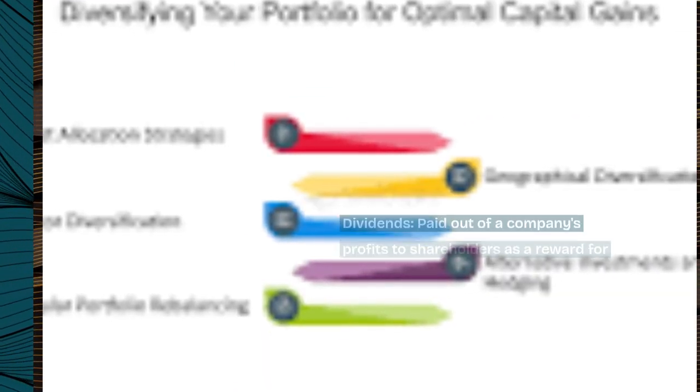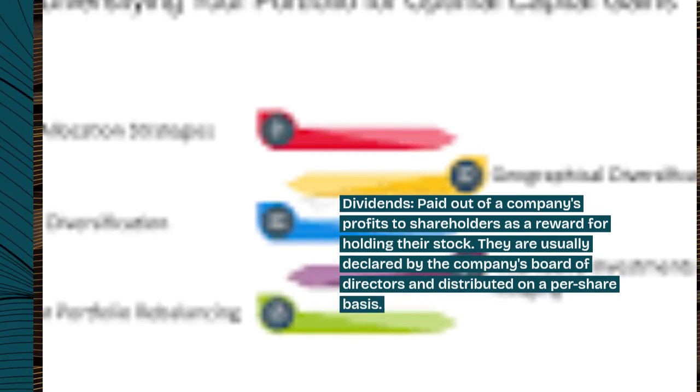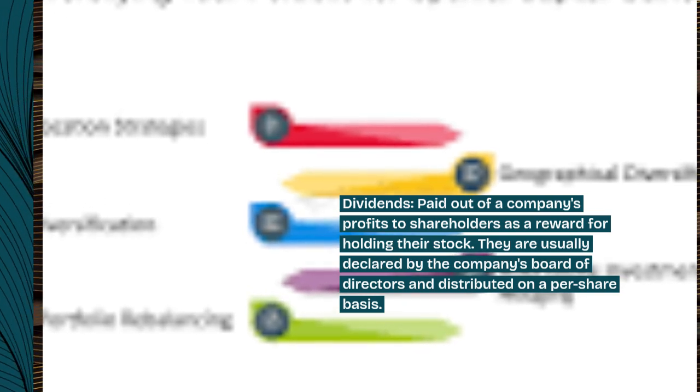Dividends are paid out of a company's profits to shareholders as a reward for holding their stock. They are usually declared by the company's board of directors and distributed on a per-share basis.